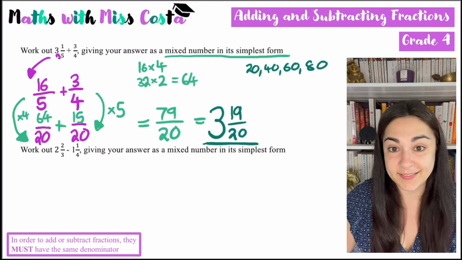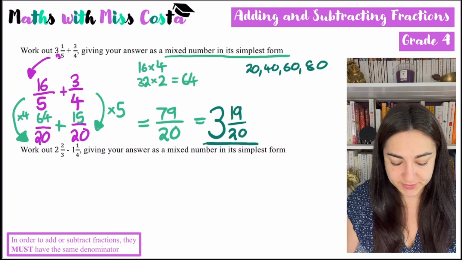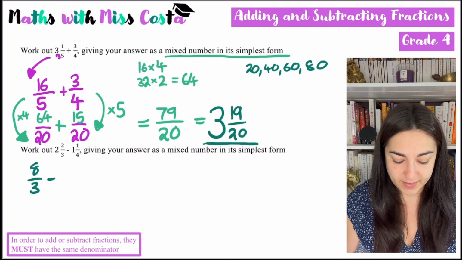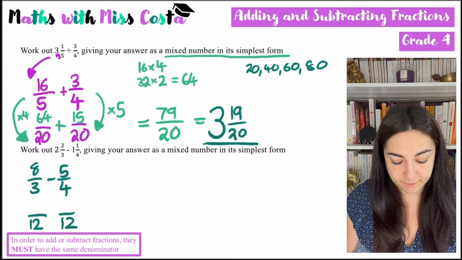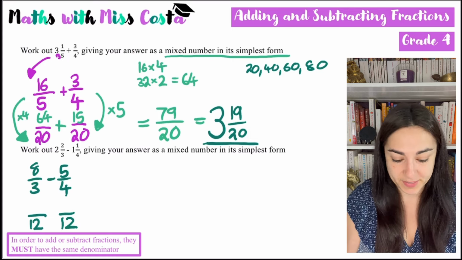And then I do exactly the same thing when I'm subtracting. So turn it into an improper fraction. 2 times 3 is 6, plus 2 is 8. So that would be 8 thirds. Take away 1 times 4 is 4, plus 1 is 5, so 5 quarters. I have to turn them into fractions with the same denominator because I cannot add or subtract fractions unless they have the same denominator.